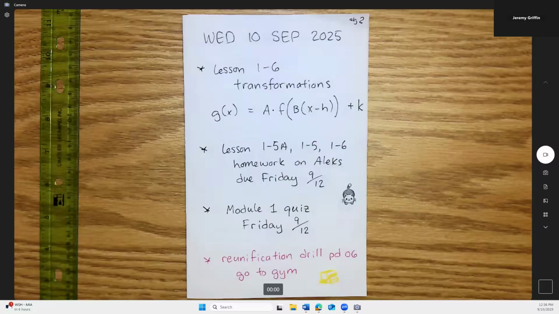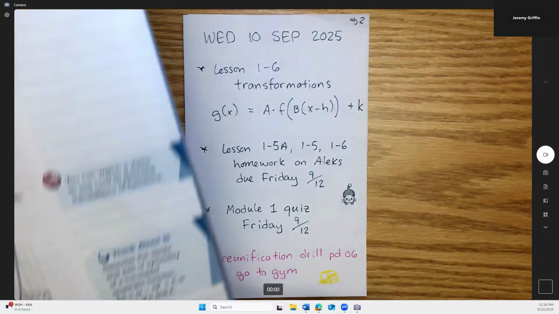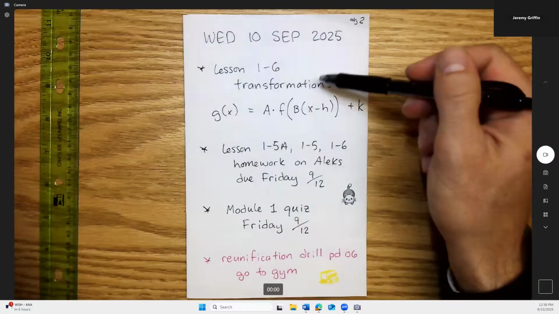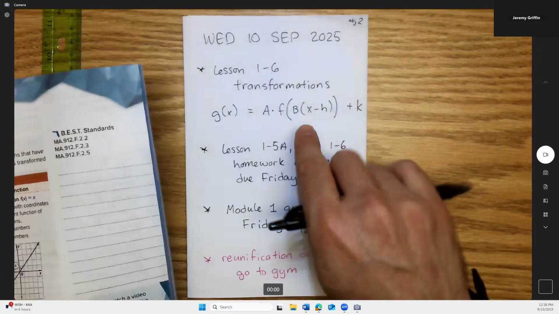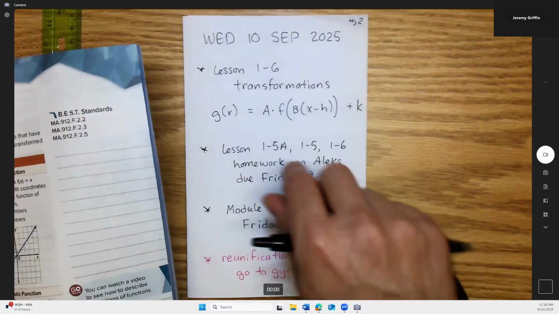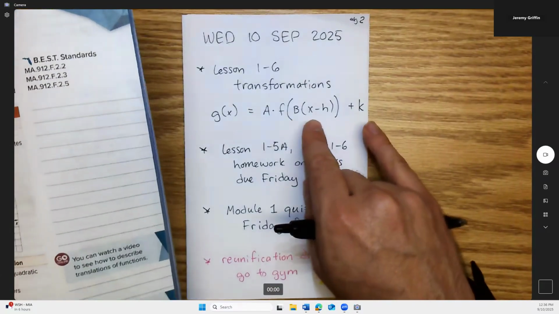All right, recording's rolling. It is Wednesday, September 10th. We're on lesson 1-6, which is on page 53. This is transformations. This is where you're going to take a parent function and you can stretch it vertically or horizontally. It's called dilations, or you can shift it vertically or horizontally.